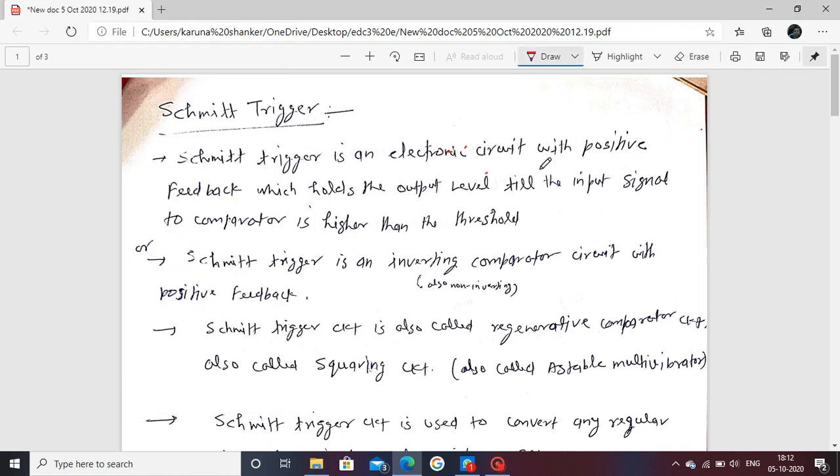Today our topic is the Schmitt trigger. The Schmitt trigger is an electronic circuit with positive feedback. This is an electronic circuit with positive feedback that holds the output level until the input signal is higher than the threshold. This means the output is held between two levels, one a positive voltage or a negative voltage.